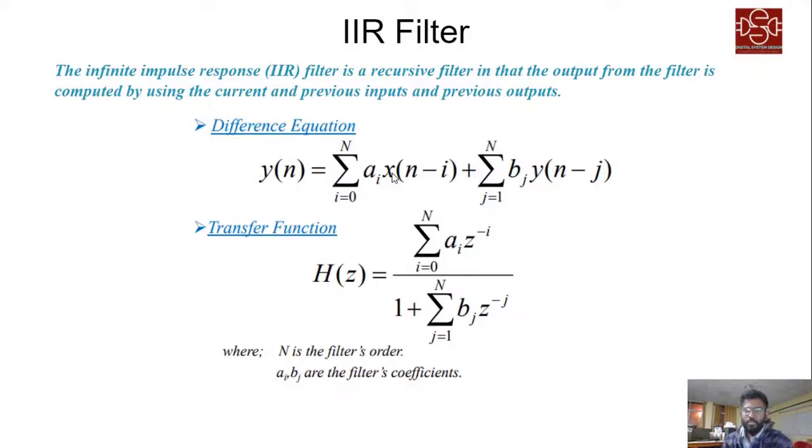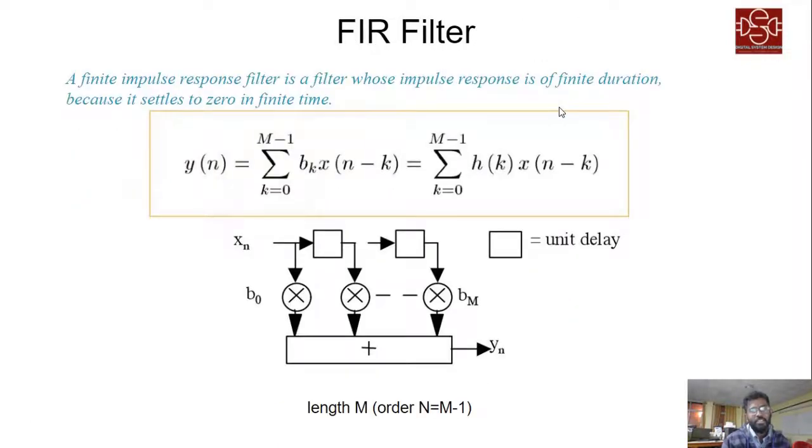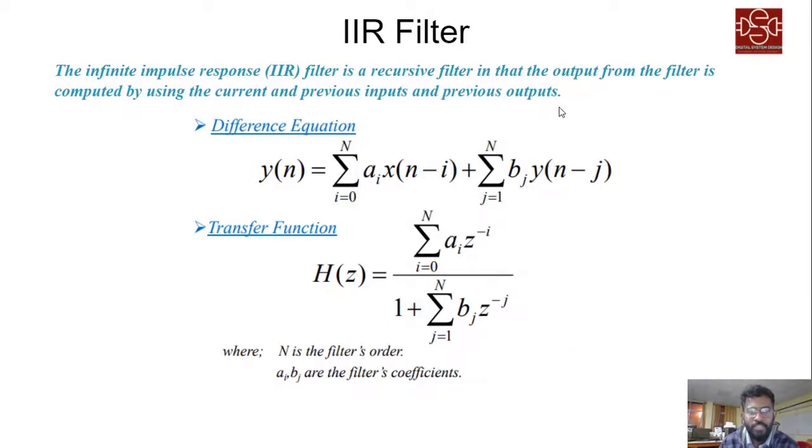From the name you can see that it is an infinite impulse response, not like the finite response. It's a recursive filter, in that the output from the filter is computed by using the current input and previous outputs. Here you can see that in the FIR filter there is no feedback, whereas in the IIR filter there is a feedback operation, which makes a lot of difference in realization, application and output generation.